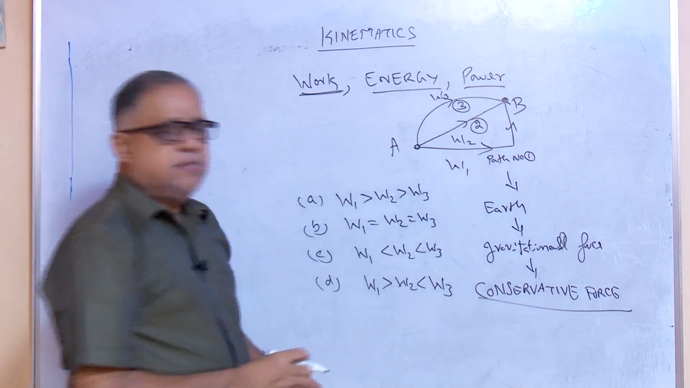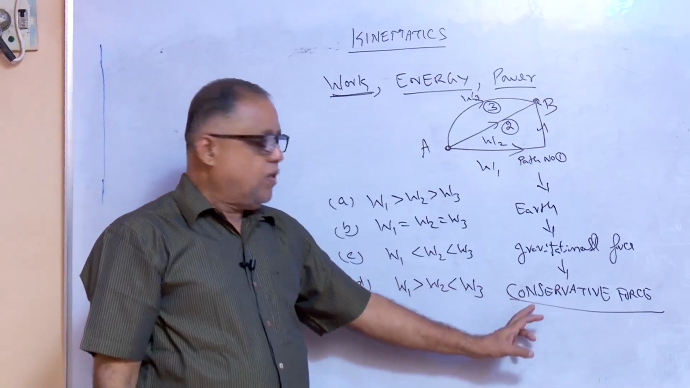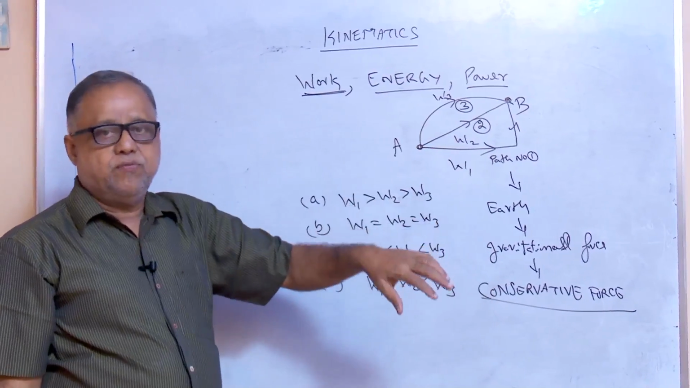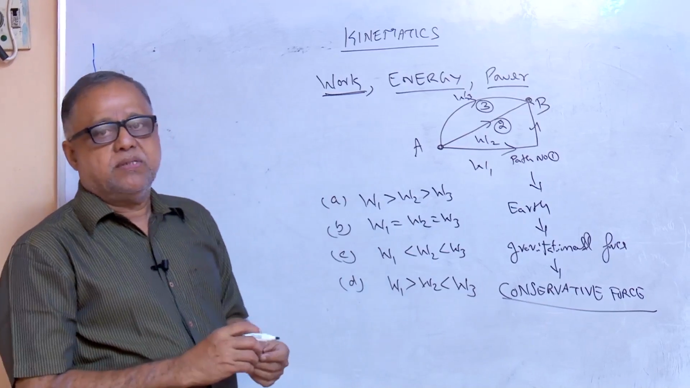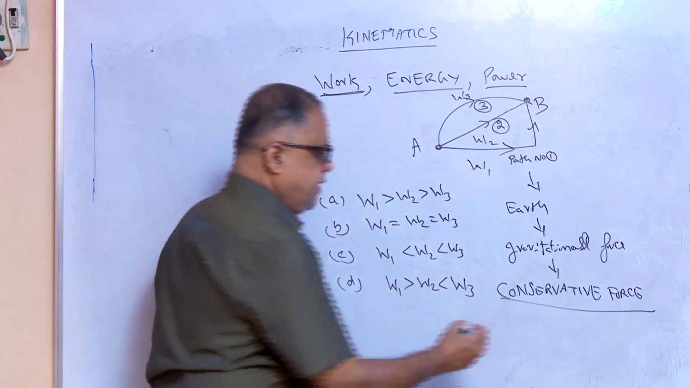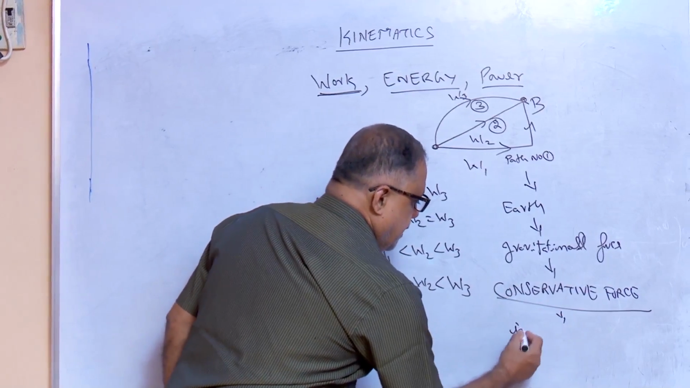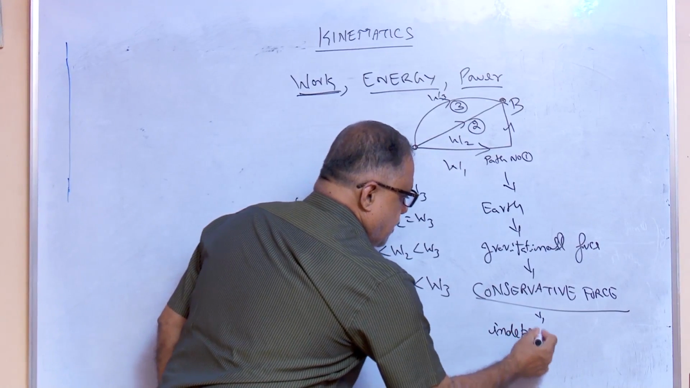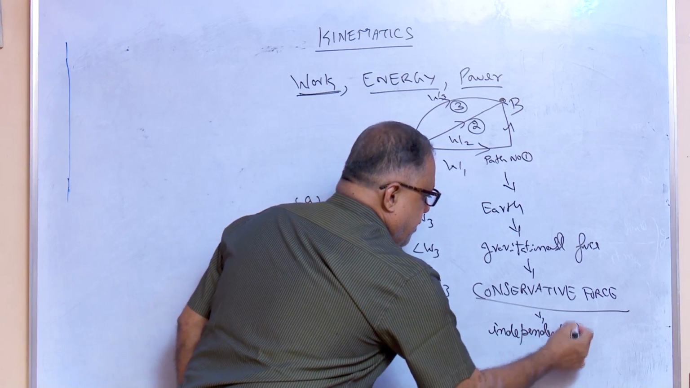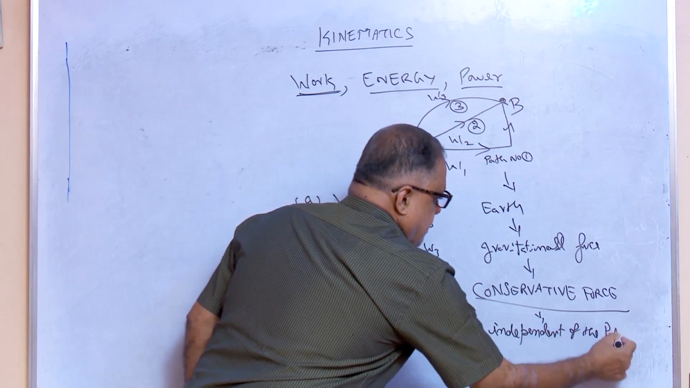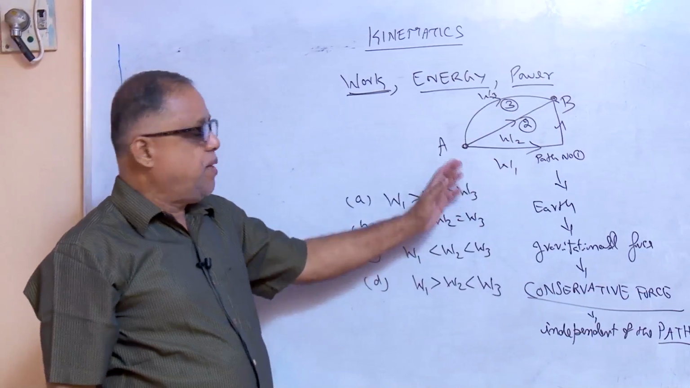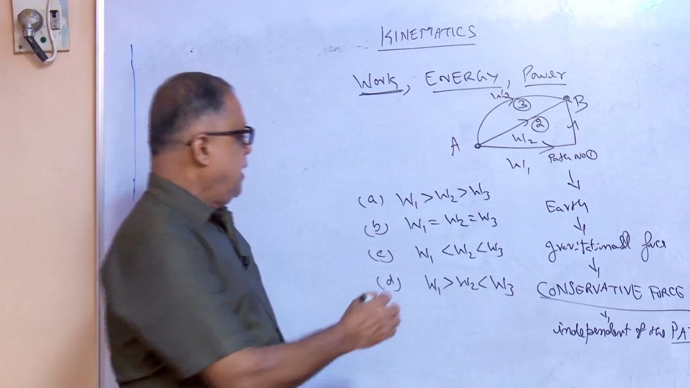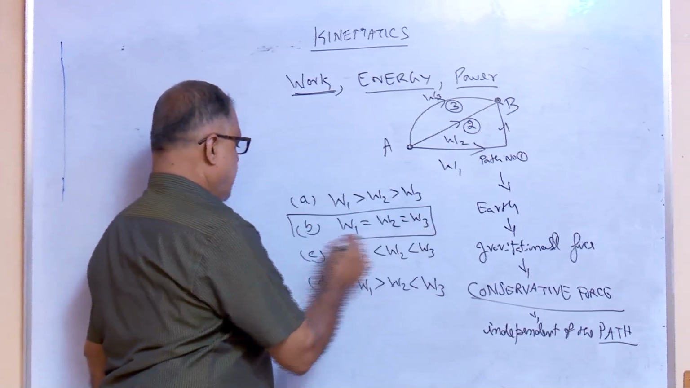So what is the characteristic of conservative force? We have one conservative force, one non-conservative force. Before that we will say conservative force is independent of the path. That is very important. It does not depend upon the path. So when we apply this logic to this problem, option B is the best answer for this one.